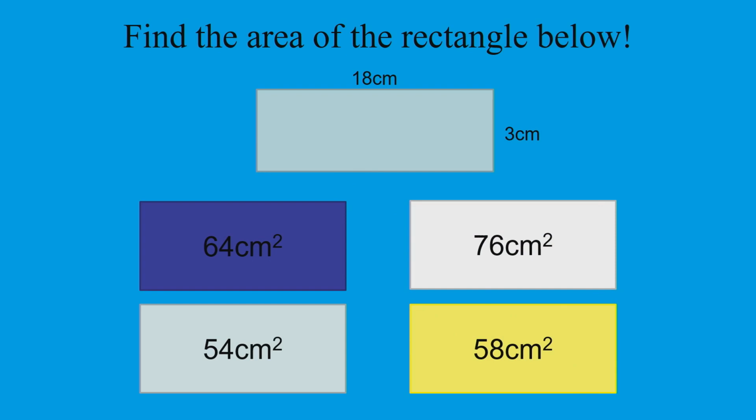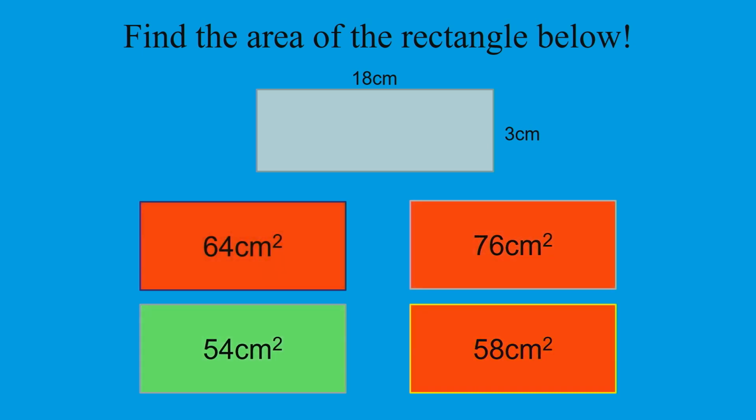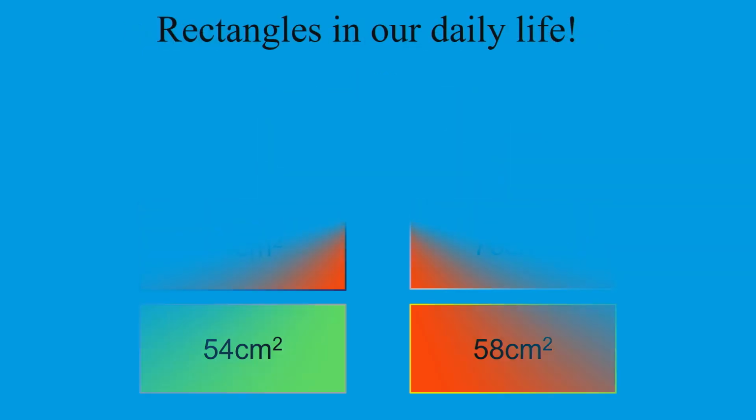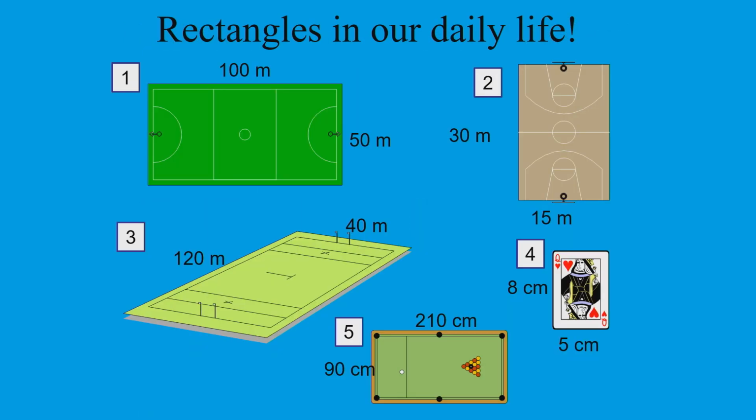Find the area of the rectangle below. The answer is 54 centimeters squared. Let's now have a look at some common examples of rectangles in our daily life.